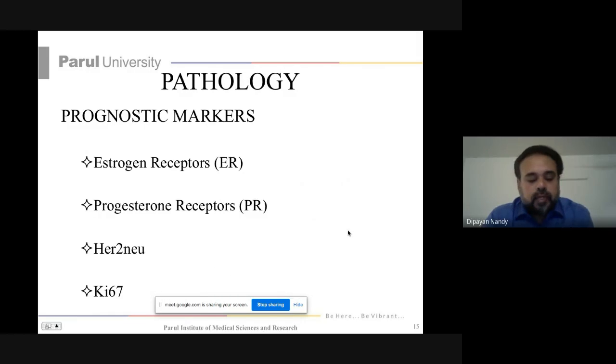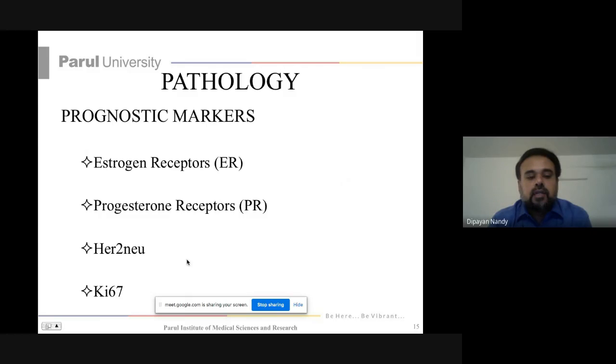Another important part of pathology for breast includes the prognostic markers, which are the hormone receptors and the other biomarkers. The most important of these are, of course, the estrogen and progesterone receptors, which we'll see further when we discuss the treatment, that they play a very important role in the treatment of the cancer. The expression or underexpression of estrogen progesterone receptors has a huge impact on the prognosis: how aggressive the disease is, what are the chances of recurrence, what are the chances of metastasis, and everything.